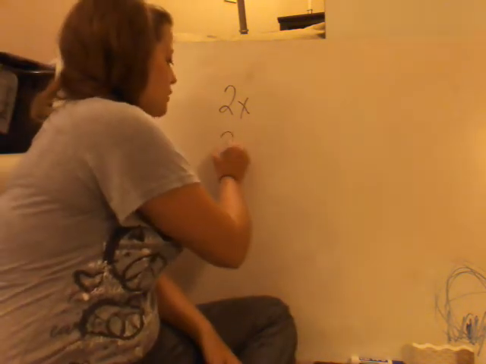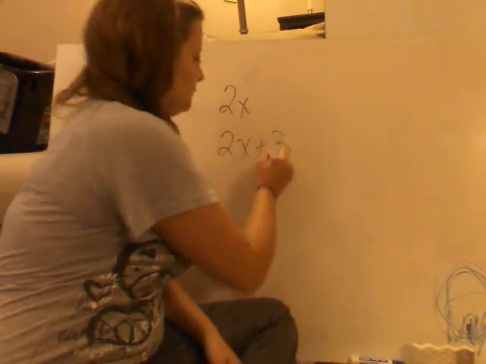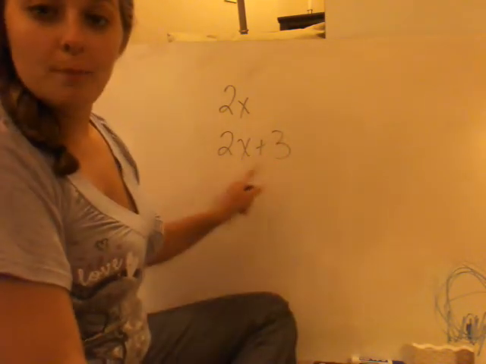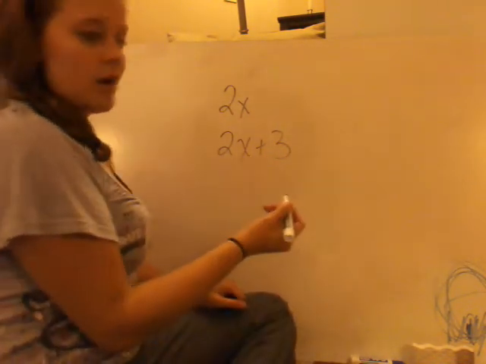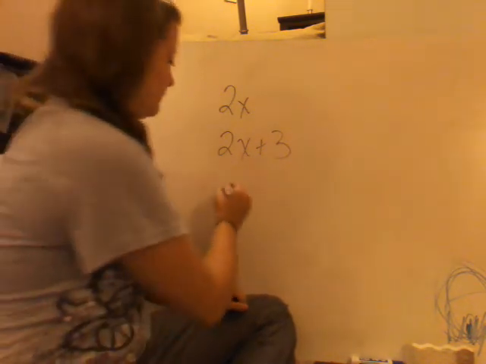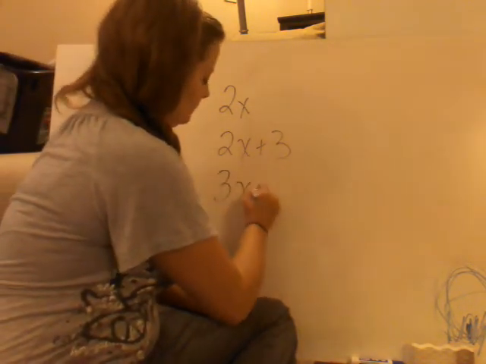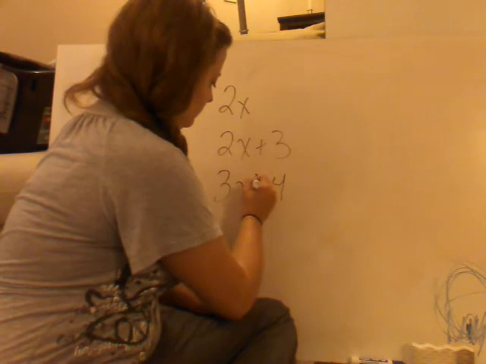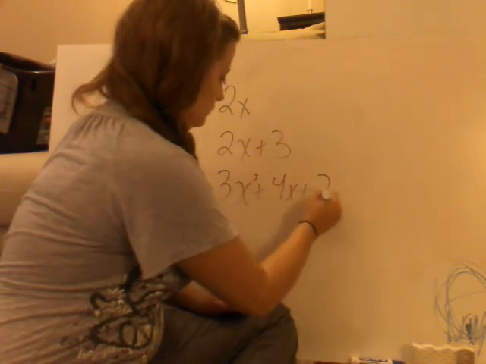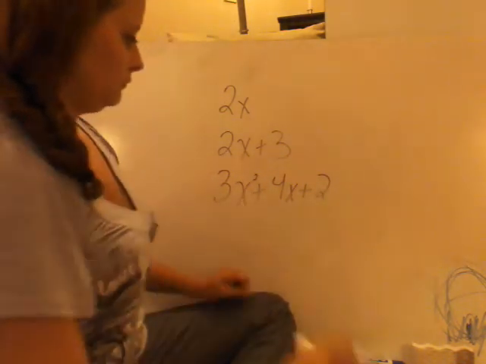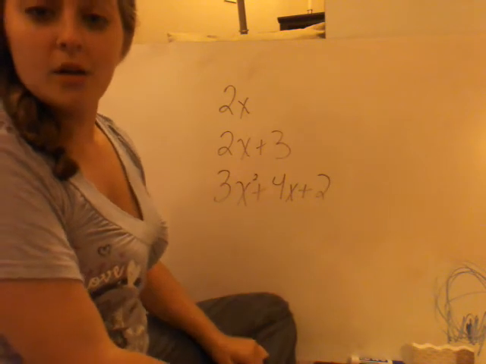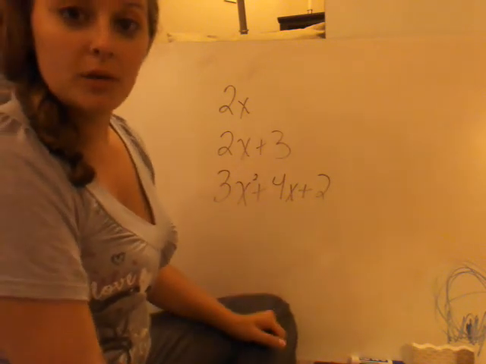A binomial would be like 2x plus 3. Binomial. 2. Bi means 2. A trinomial would be 3. Tri means 3. It's a little my funny writing again. Okay, so that's 3. Now, a polynomial is 2 or more.